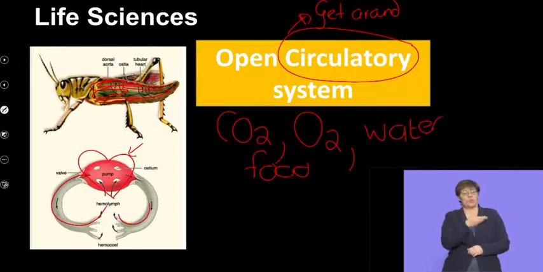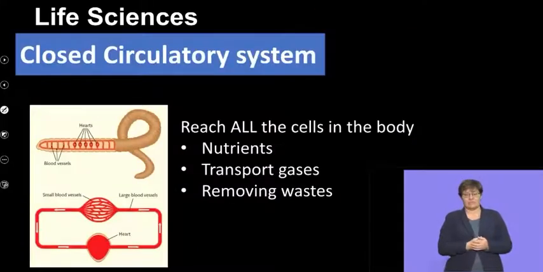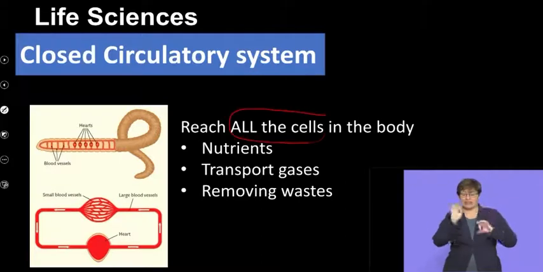When we look at the transport system, we're going to look at the heart, we're going to look at blood, and we're going to look at blood vessels. They're going to transport all of these things. Insects don't have that. However, the more organized, the more complex an organism is, we need to be able to transport things to all the cells in the body.